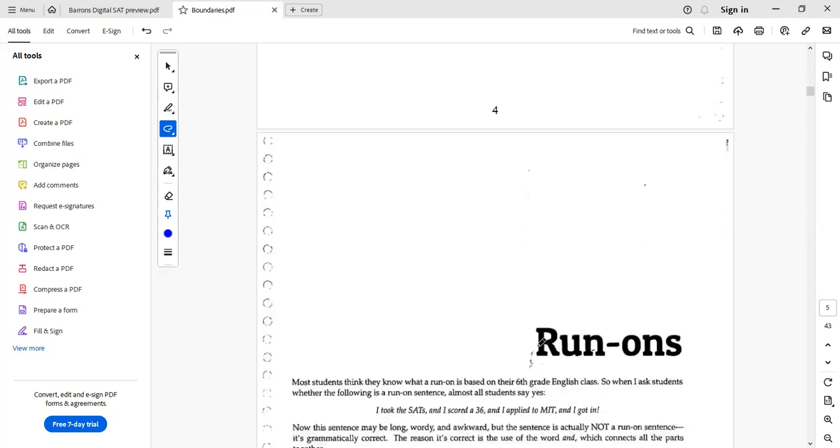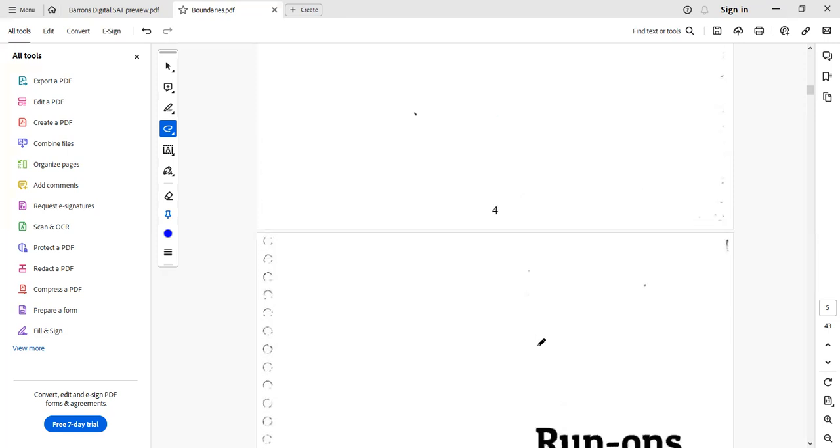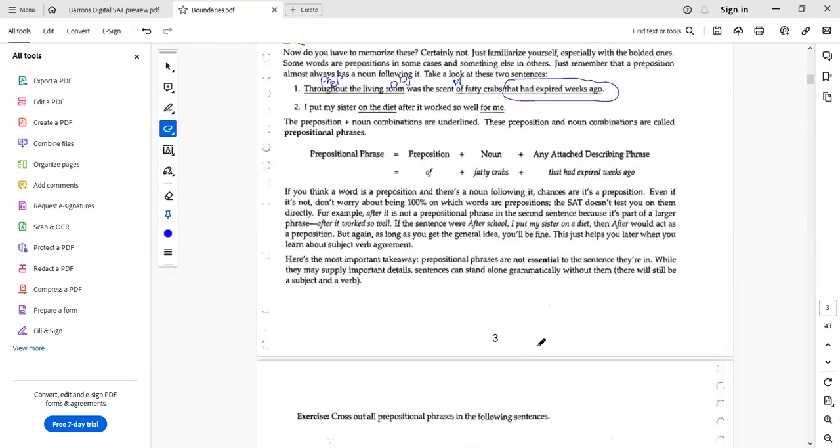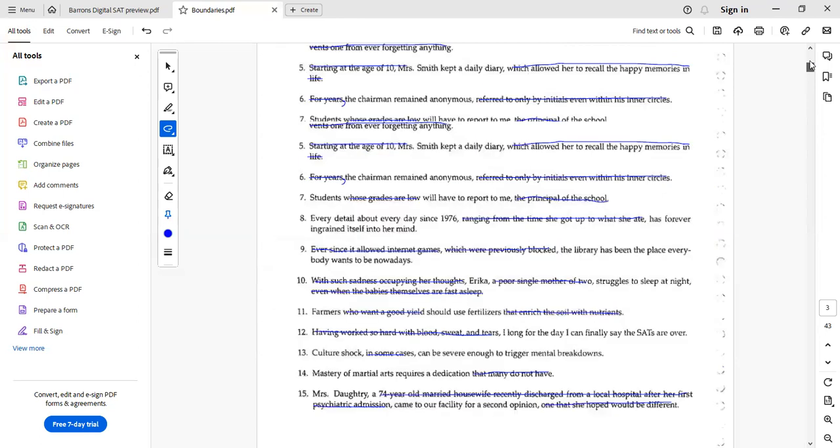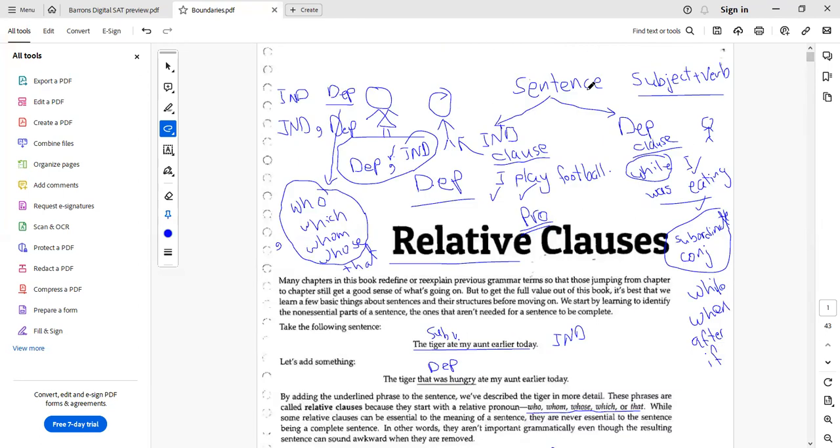Okay. Now, run-on. Teacher, in the beginning, you talked about something I remember: you told me that there are many kinds of sentences. There's simple, there's compound, there's complex, there's compound-complex.